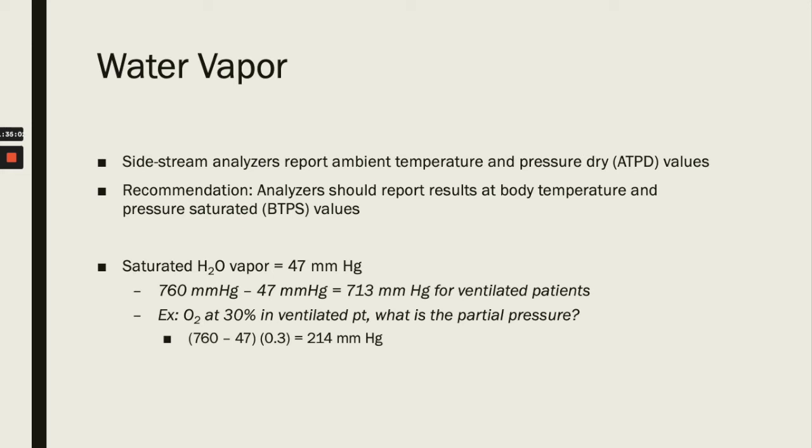is equivalent to 214 millimeters of mercury in a patient that is ventilated, because we have to take out the water vapor. They get water vapor that is saturated at 100, so we have to take away that water vapor, and we have to account for that. So that's the big takeaway point.